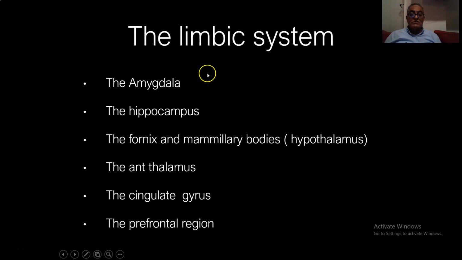consists of several components: the amygdala, the hippocampus, and from the hippocampus the fornix, ending into the mammillary bodies, which are part of the hypothalamus, the anterior thalamic nuclei involved in the emotion circuit or the circuit of Papez, the cingulate gyrus, and the prefrontal region.